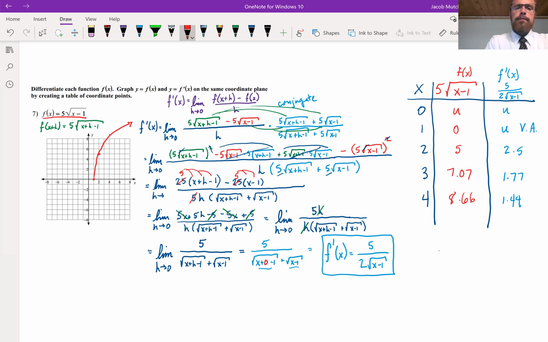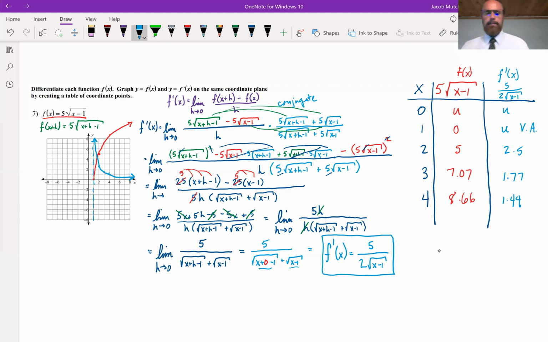The derivative has a vertical asymptote at 1. And then its values pick up at 2. It has the value of 2.5. At 3, it has the value of 1.77. At 4, it's at 1.44. And so we can sketch in that curve of the derivative. And that completes our third example there.